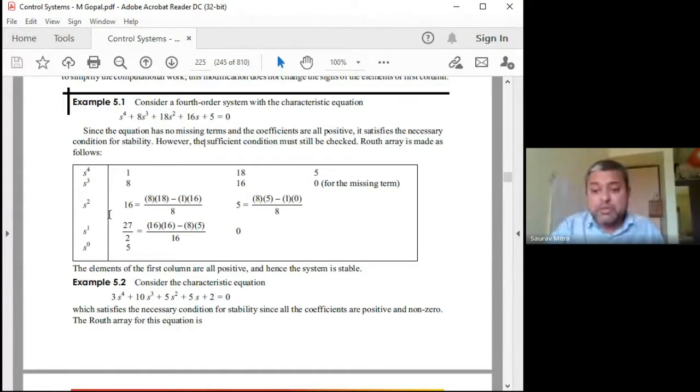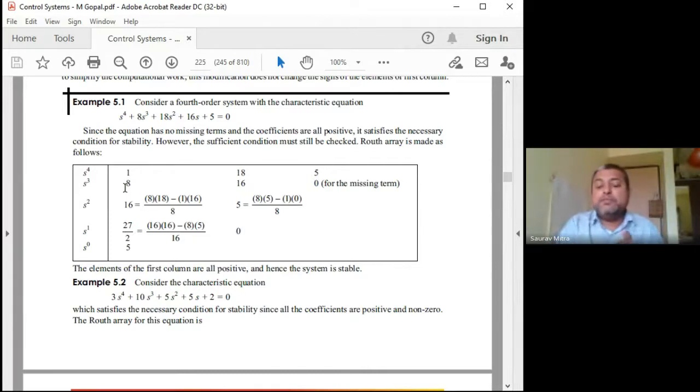More than positive, what we have to say is all 5 elements are having the same sign. That is more accurate. After finding this table, the Routh-Hurwitz table we have constructed, the first column is having 5 elements, and all 5 elements are having the same sign. You do not need to say whether it is positive or negative. Just say that all 5 elements in the first column are of the same sign.